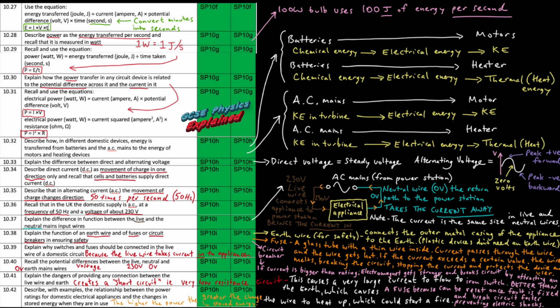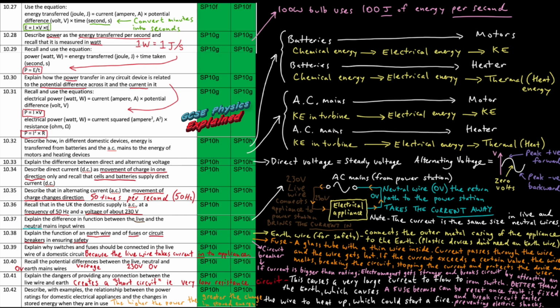Right, recall the potential differences between the live, neutral and earth wires. In other words, you've got to know the voltage of the live wire is 230 volts for 1 mark. The neutral wire voltage is 0. And the earth is also 0, so the earth's for safety, so that's got 0 volts.